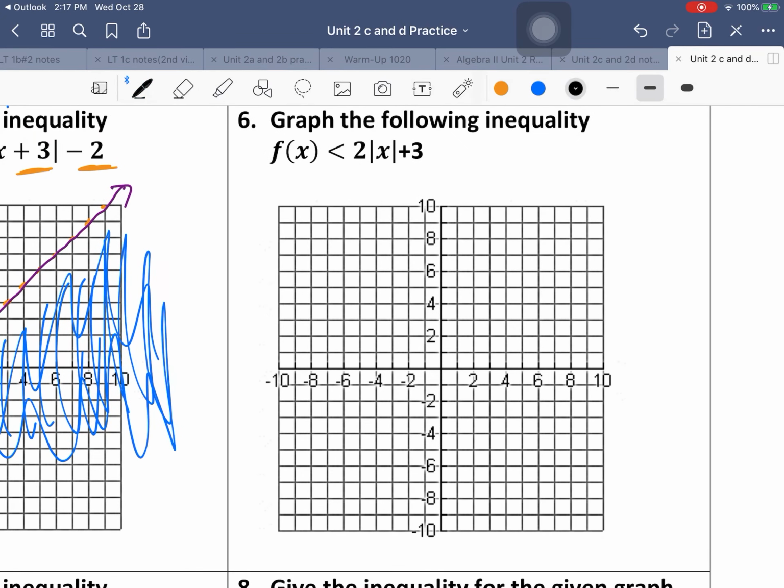Next one. We have, looks like up 3, no left or right, from 0, 0. Now we have a scale factor of 2 over 1. So our next points are going to be up 2, right 1, up 2, right 1, up 2, right 1, or up 2, left 1, up 2, left 1, up 2, left 1. And now it's a dashed line. Let's do that in the same color.